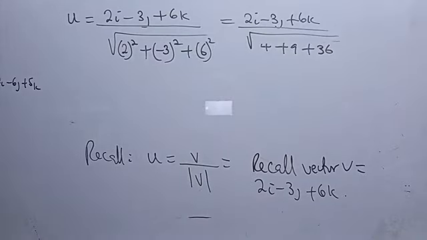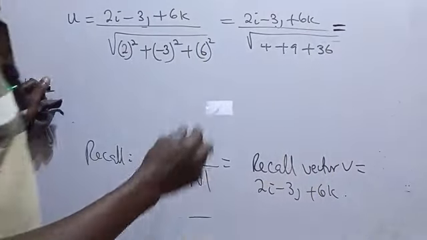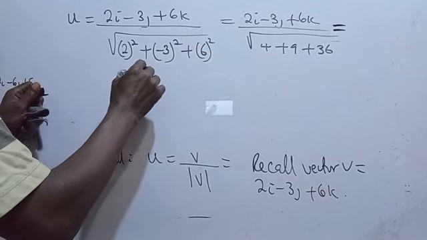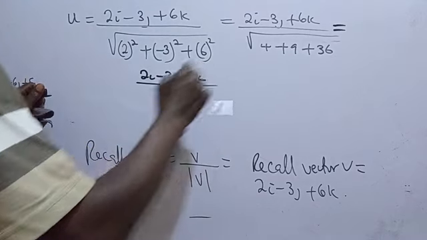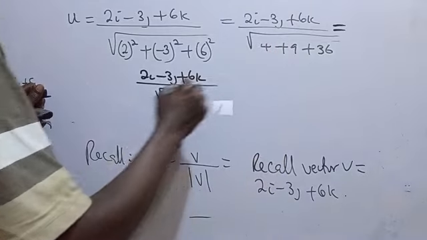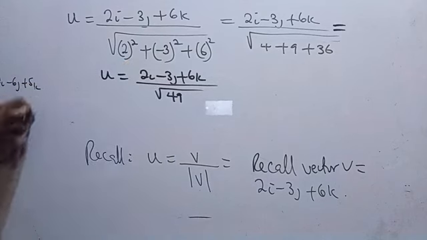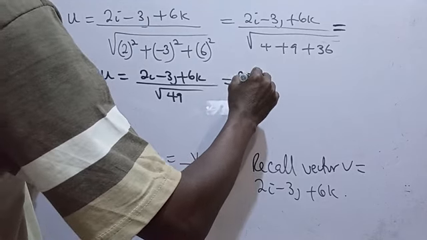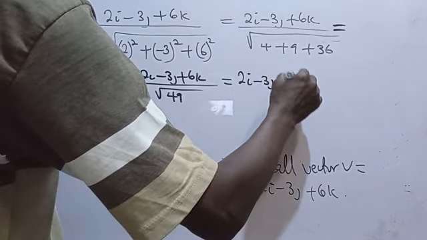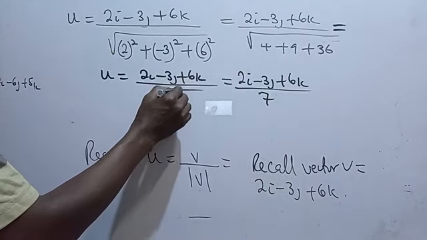This marker is fumbling. Let me look for another one. Okay, so this will be what? You can write it here. Let's come here. 2i minus 3j plus 6k all over root 13 plus 36, that's 49. So u is equal to, which is going to be what? 2i minus 3j plus 6k all over 7, because the square root of 49 is 7.